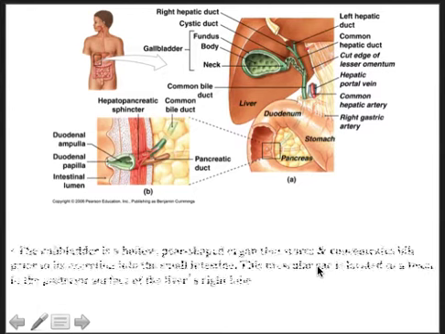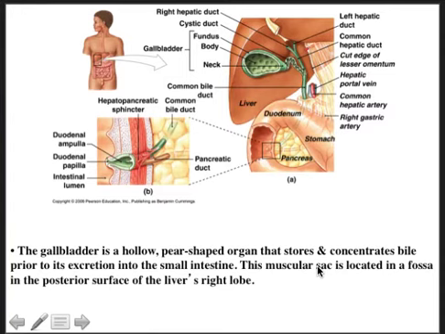Okay. The gallbladder is a little pear-shaped organ on the underside of the liver that stores and concentrates this bile so that it's more effective. What happens as a result is we make sort of a super detergent that can be introduced into the duodenum at the command of the stomach. This sac is located in a fossa in the posterior surface of the liver's right lobe, right there. Okay. The gallbladder is split into three regions: the fundus, the body, and finally the neck.